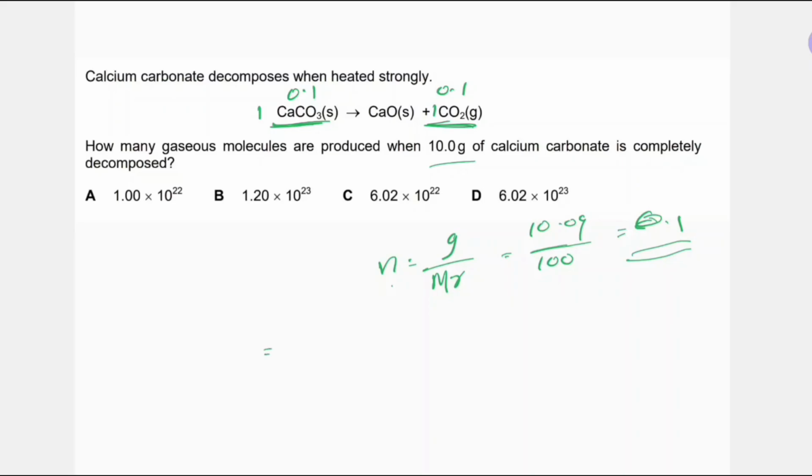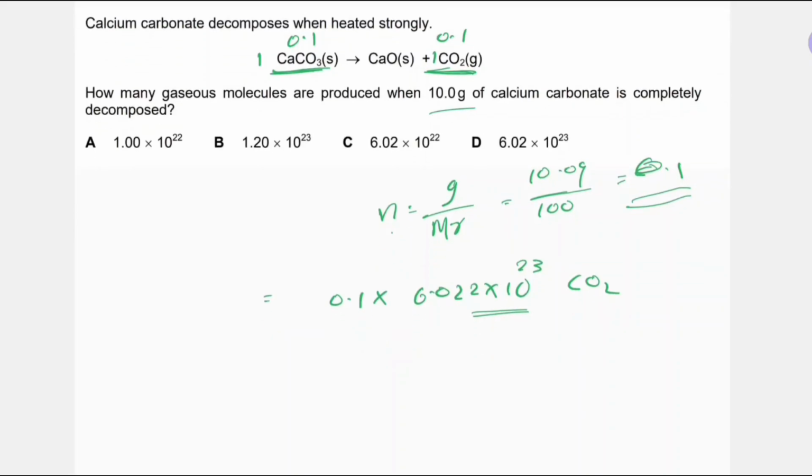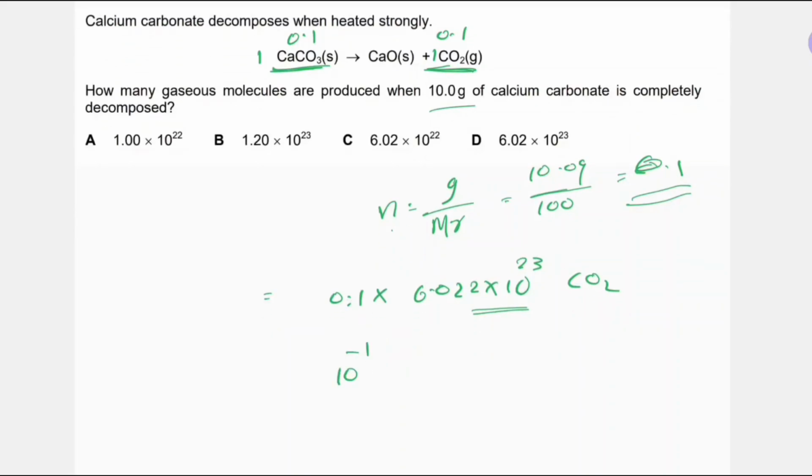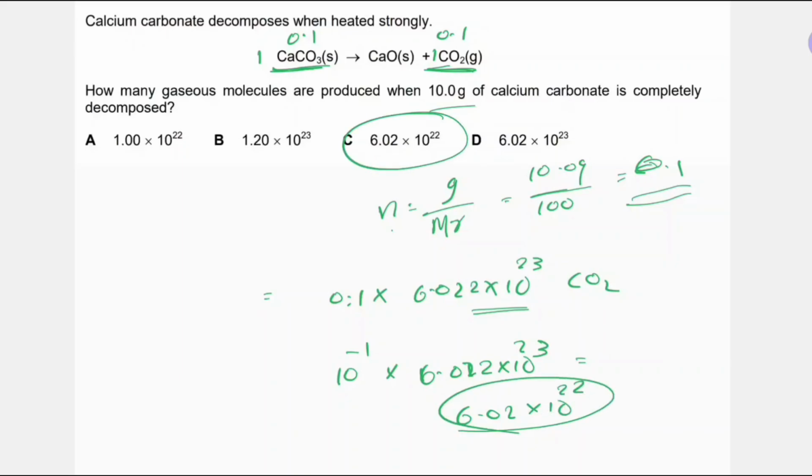And if you have 0.1 moles of carbon dioxide, you have 0.1 times 6.022 times 10 to the power 23 molecules of carbon dioxide, right? That many molecules of carbon dioxide. And 0.1 is actually 10 to the power minus 1, which is 6.02 times 10 to the power 22, right? Here is the answer.